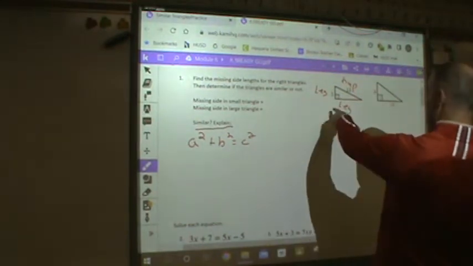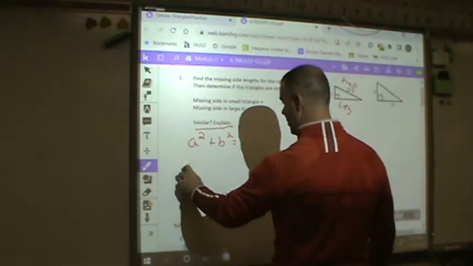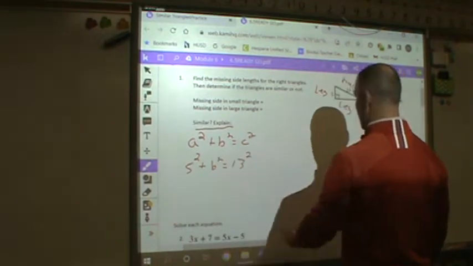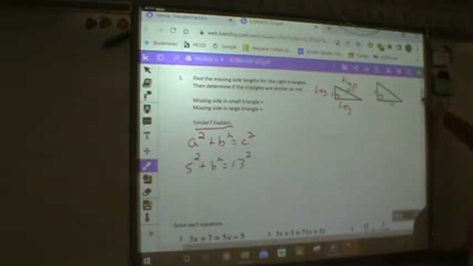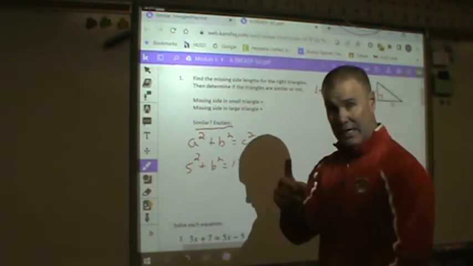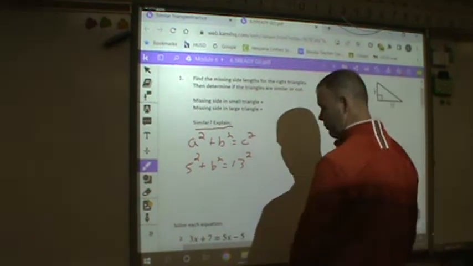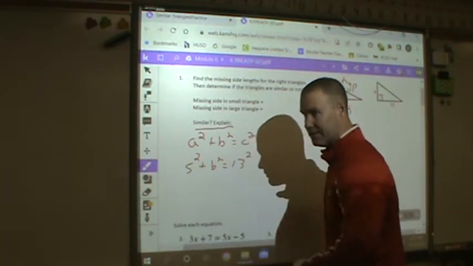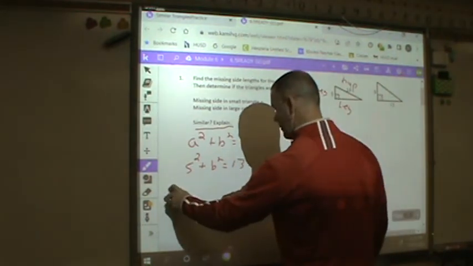What is a? What is b? Well, a and b are the legs. I don't know both of them. So 5 squared plus b squared equals 13 squared, because 13 is the hypotenuse. Now that I know that, I can go ahead and solve. Pause for a few seconds and see if you get the right answer, and come back. Did you pause? All right, now come back.